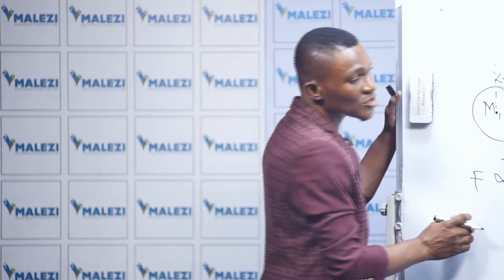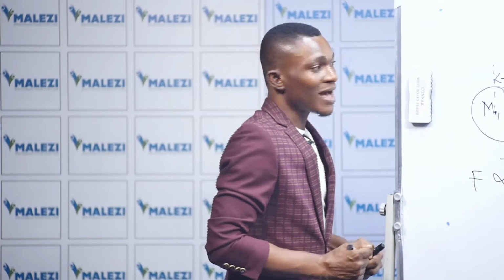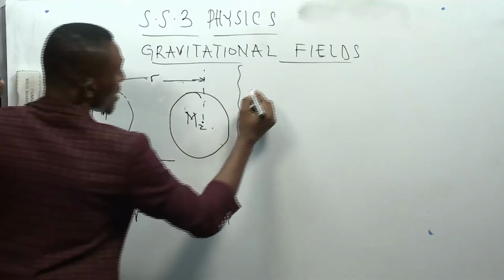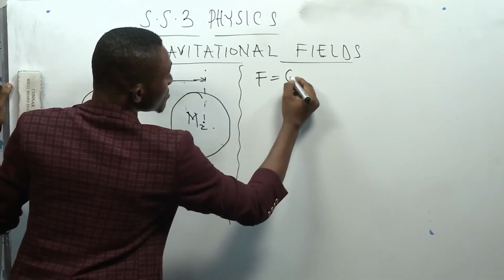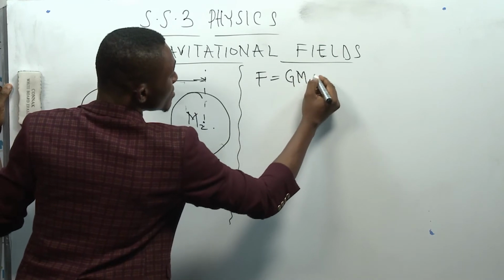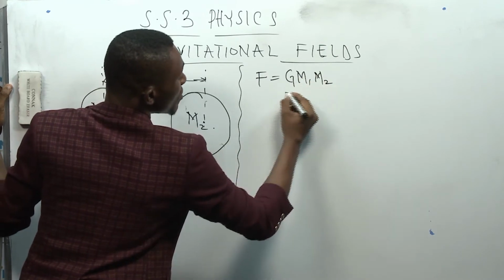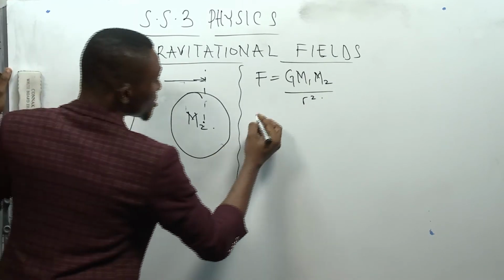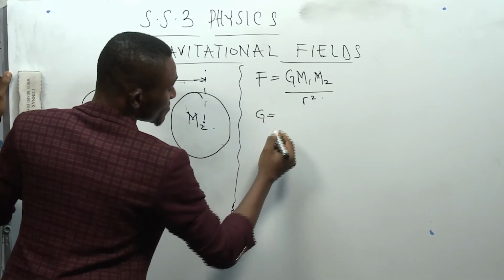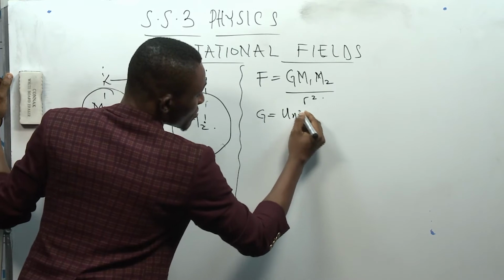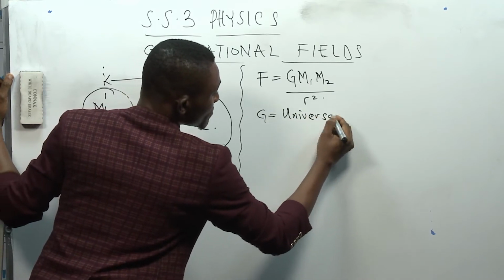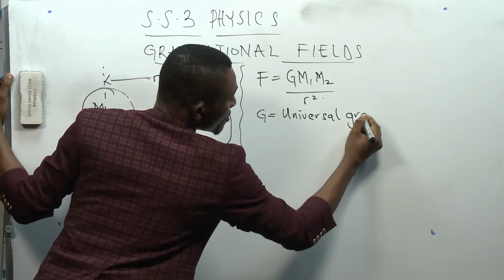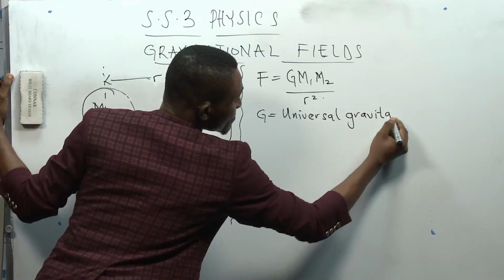If we introduce our constants here, we are going to have that F is equal to G m1 m2 all divided by r squared, where G is referred to as the universal gravitational constant.